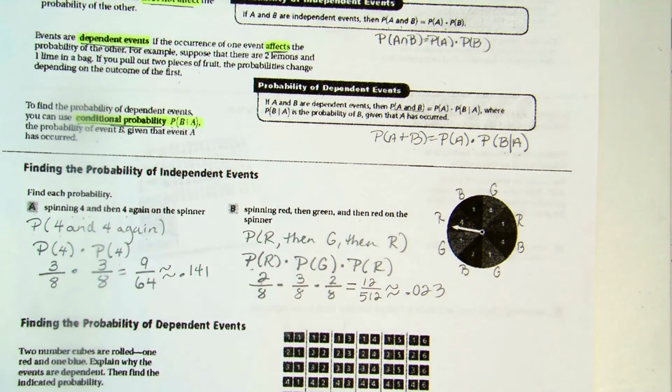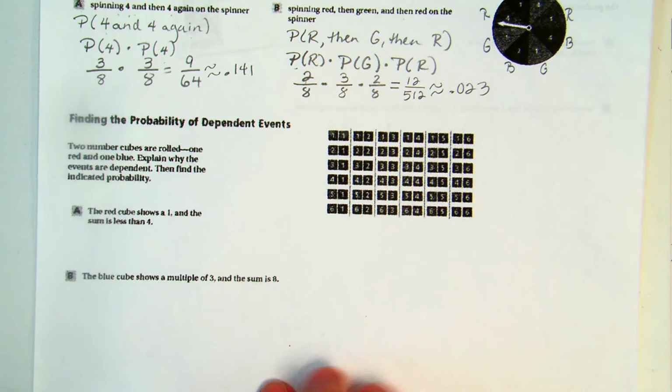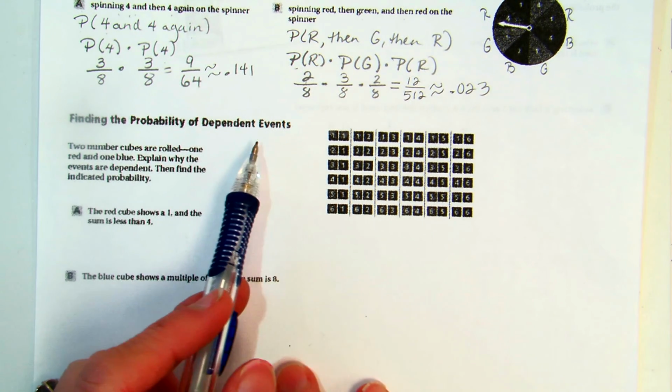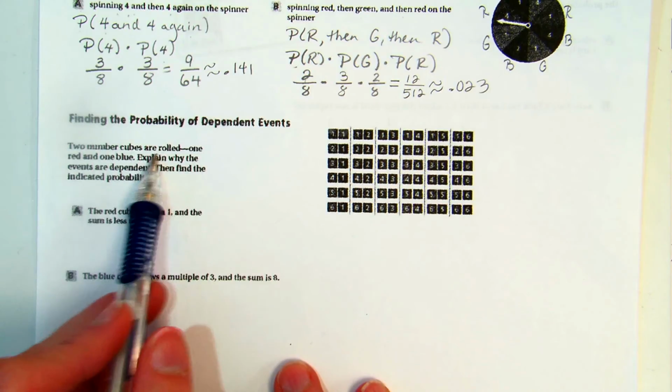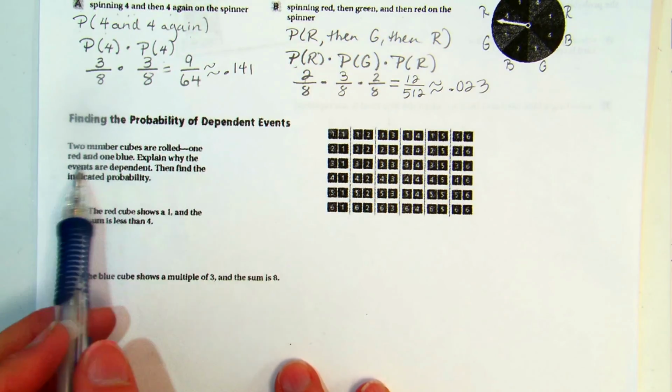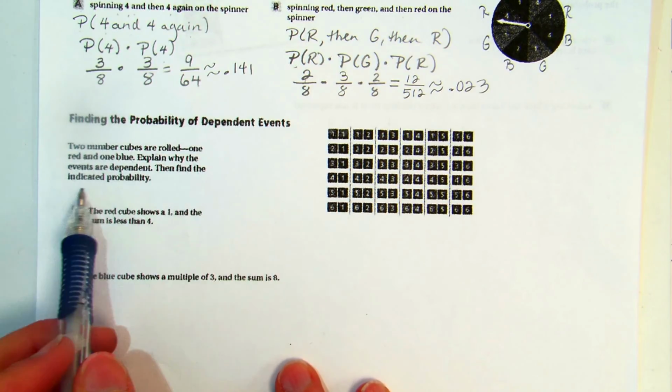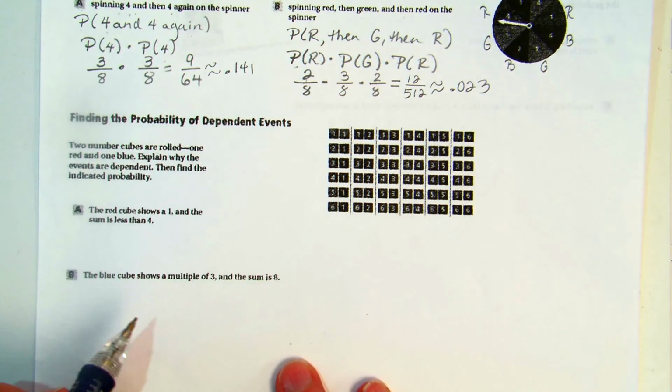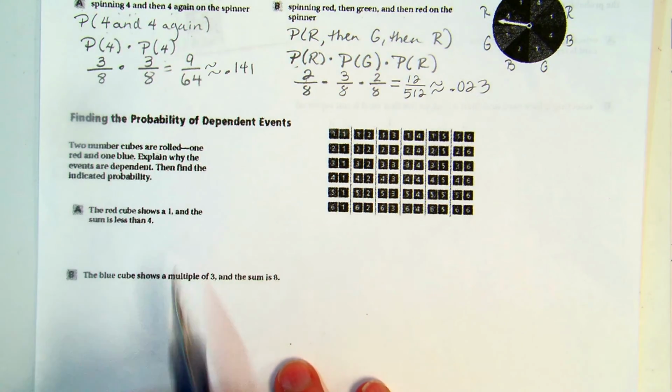All right, now we're going to talk about the probability of dependent events. 2 number cubes are rolled, 1 red and 1 blue. Explain why the events are dependent, then find the indicated probability. I think I'm going to stop this video right here, and I'll pick up dependent events on the next one.